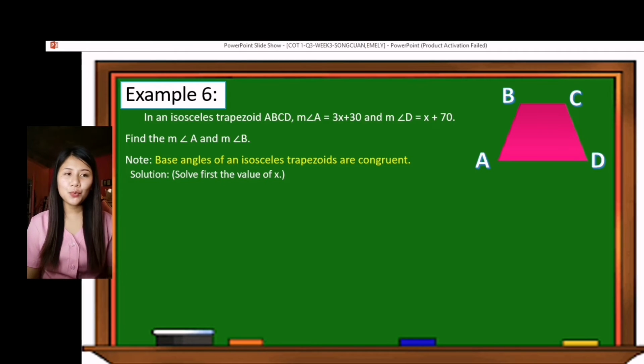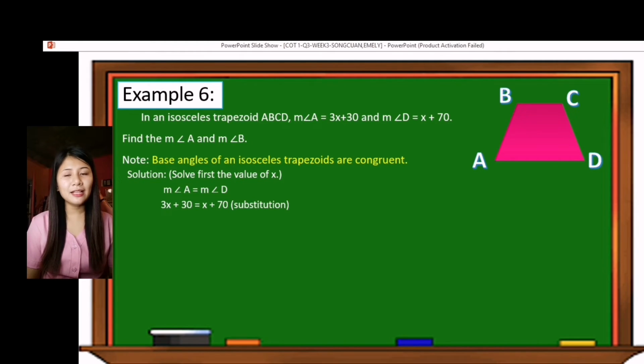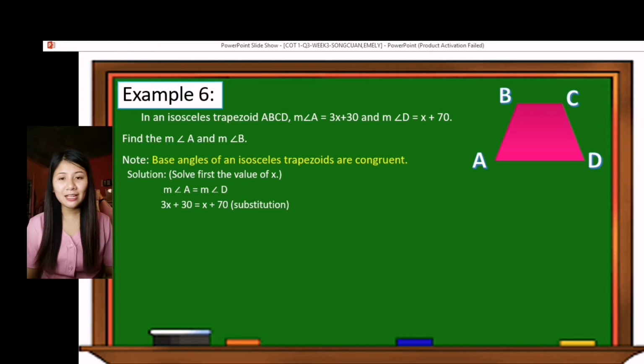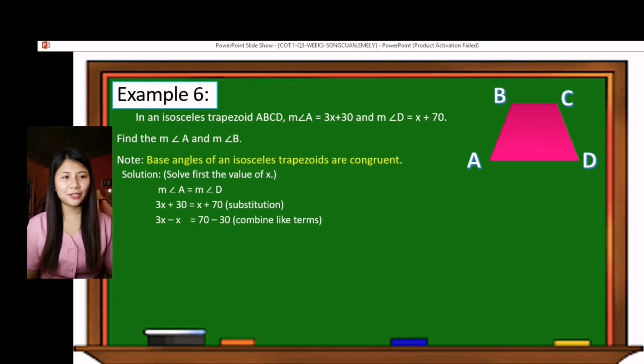So first step is we're going to solve for the value of x. So we have the measure of angle A is equal to the measure of angle D. Let us now substitute the measure of angle A and the measure of angle D. So the measure of angle A is equal to 3x plus 30, and the measure of angle D, that is x plus 70. Same procedure, combine like terms. Transpose x to the left side and transpose 30 to the right side, and then change their sign. So we have 3x minus x is equal to 70 minus 30.